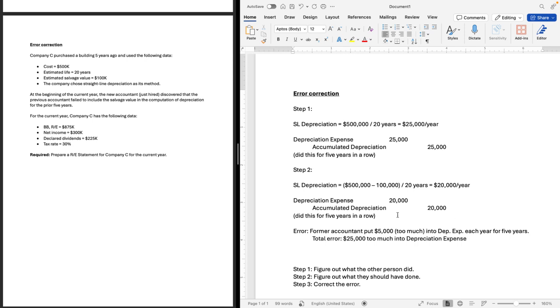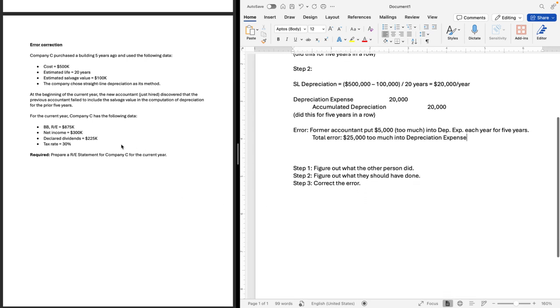Okay. Now, we're not asked in this problem to do the journal entry to fix it. You can think about what that journal entry could be, and you can email me about it if you like, but I'm going to move on and answer the question. So the question over here on the left says the required piece is to prepare a retained earnings statement for the company. Okay. So let's do a statement of retained earnings.